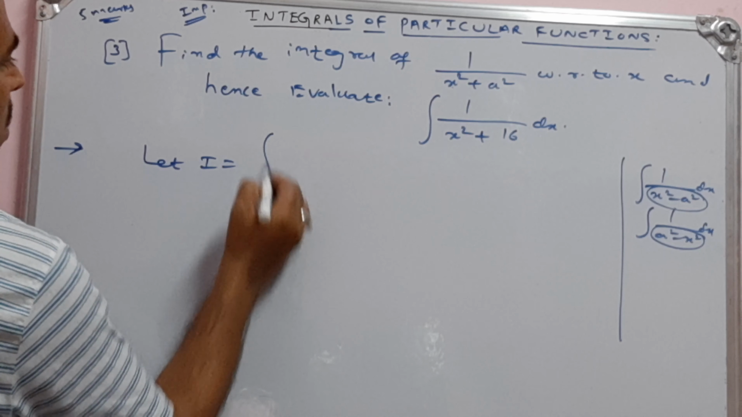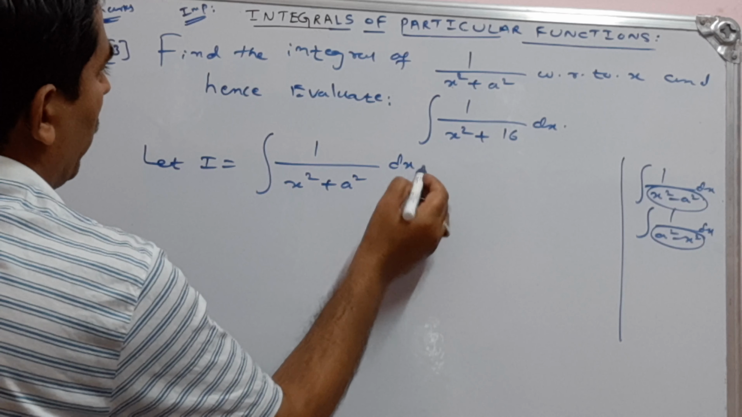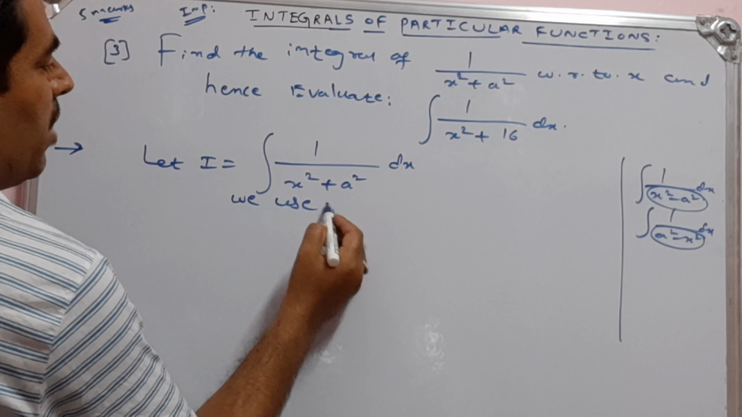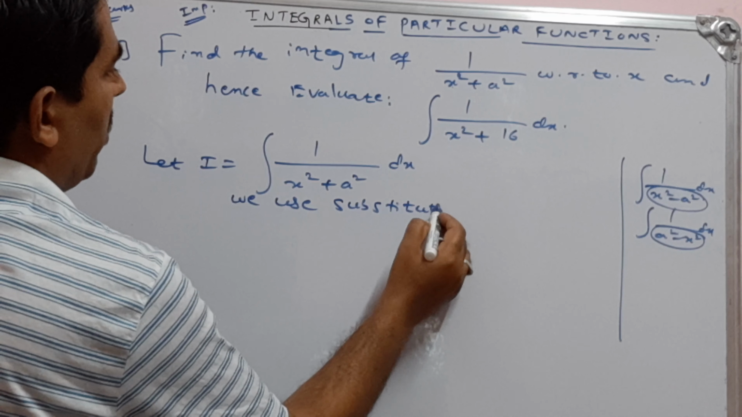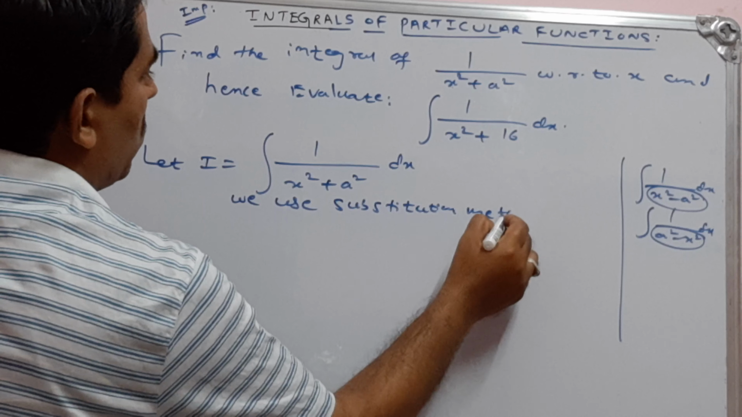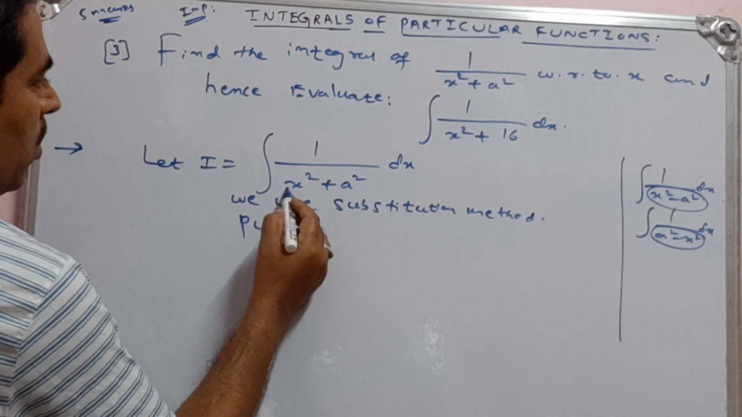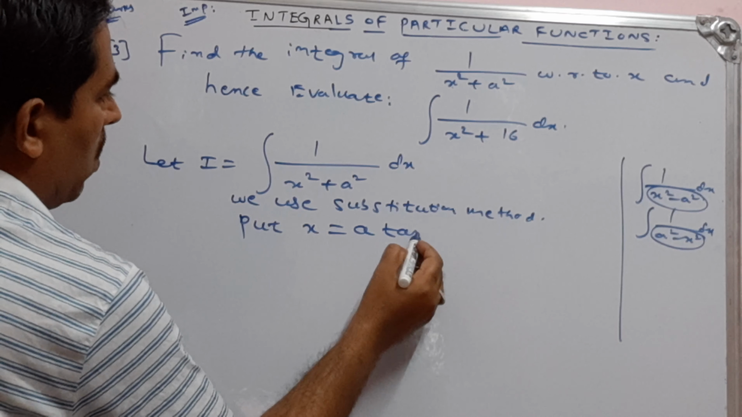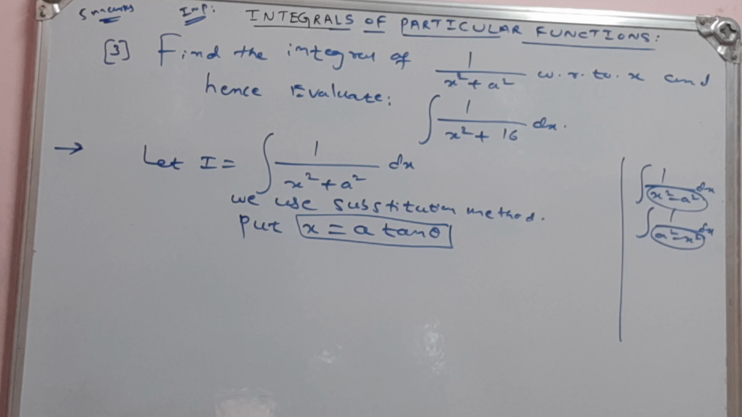So let I is equal to integration of 1 by x square plus a square. See here, we cannot use any formula for denominator, so we use substitution method. Okay, this is very very important. See, we use substitution method. So that is, see here, x square plus a square is there. So put x is equal to, this is the important thing, you have to remember this. Put x is equal to a tan theta.